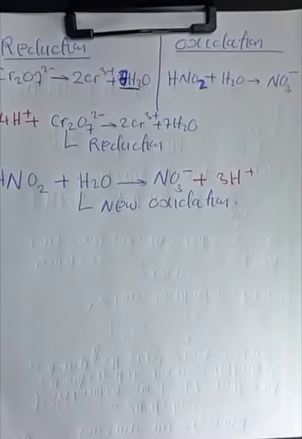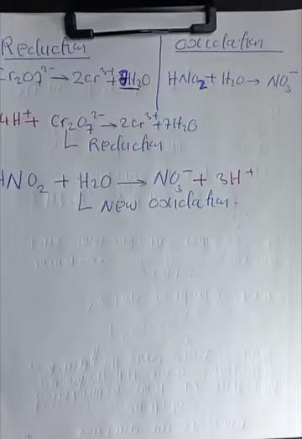So far we can check that we have balanced all the elements. We have balanced oxygen, we have balanced hydrogen. Okay, so after that, what is next? Now we need to calculate the number of electrons.